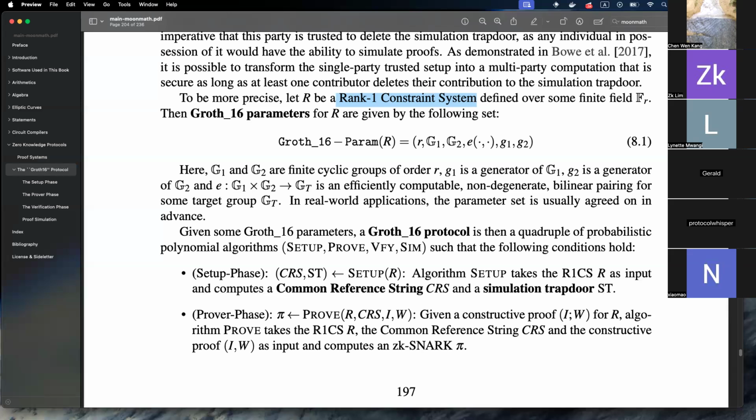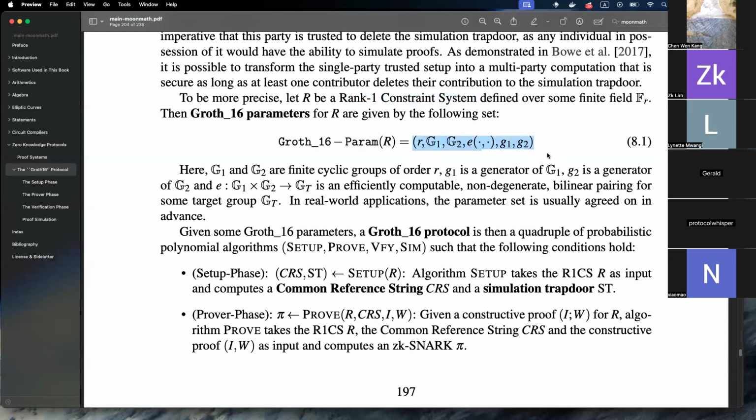Both of them are essentially your application converted into polynomial form, right? We convert it to R1CS first, and then we convert the R1CS into a QAP, which we can then use for our next step, which is ZKP generation. So Groth16, there are a few parameters we need in a Groth16 protocol.